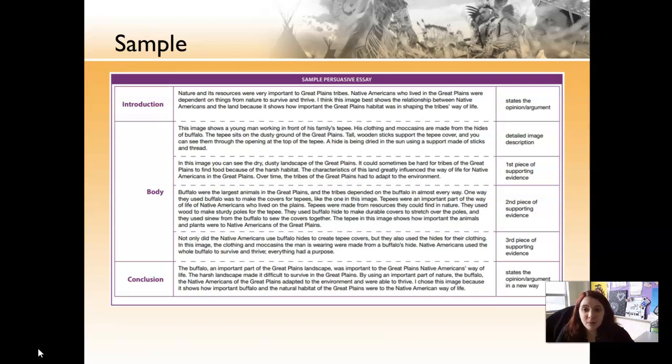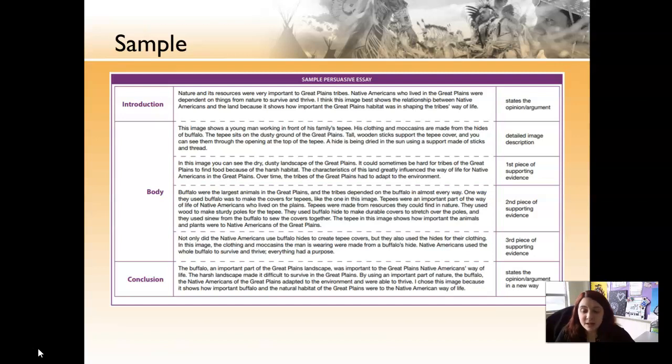This image shows a young man working in the front of his family's teepee. His clothing and moccasins are made from the hides of buffalo. The teepee sits on the dusty ground of the Great Plains. Tall wooden sticks support the teepee cover, and you can see through the opening of the top of the teepee. A hide is being dried in the sun using a support made of sticks and thread.